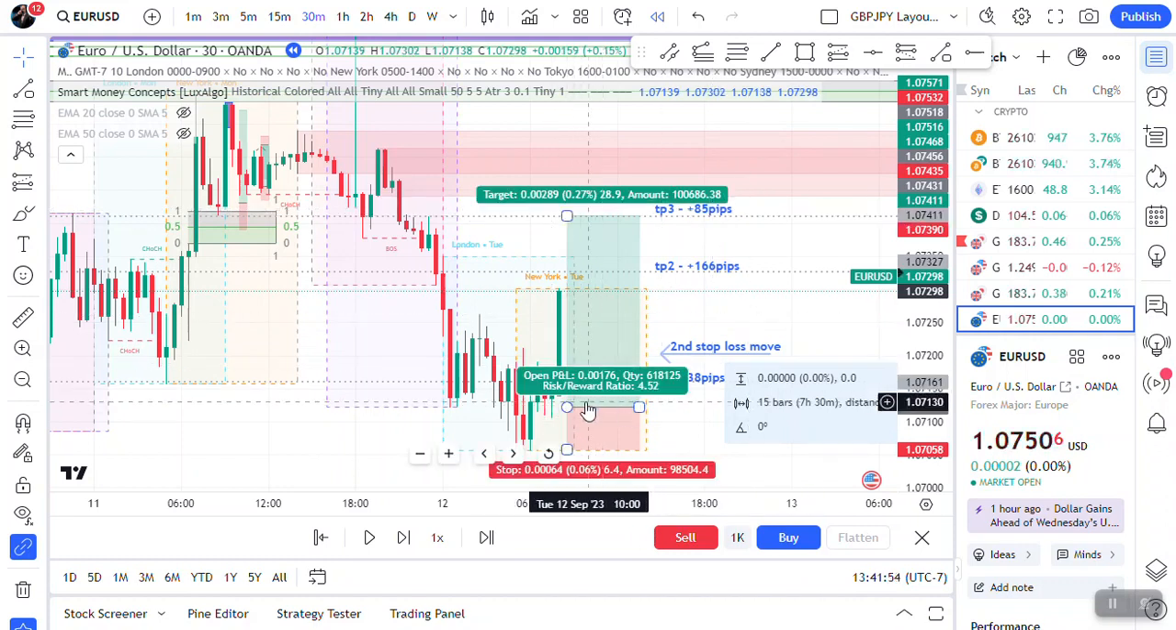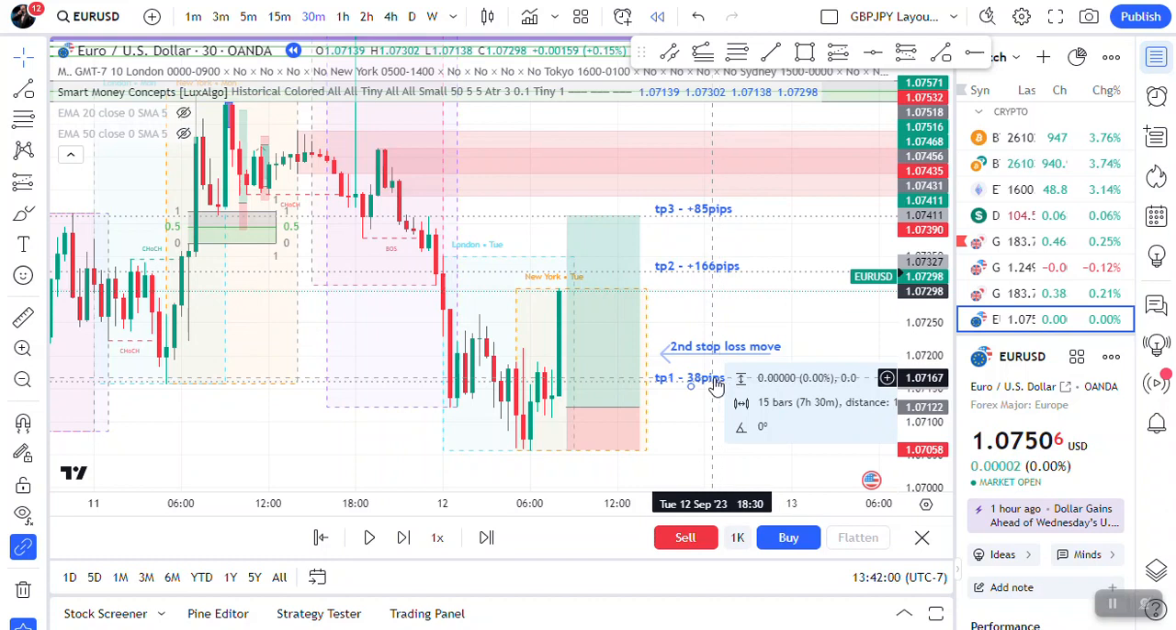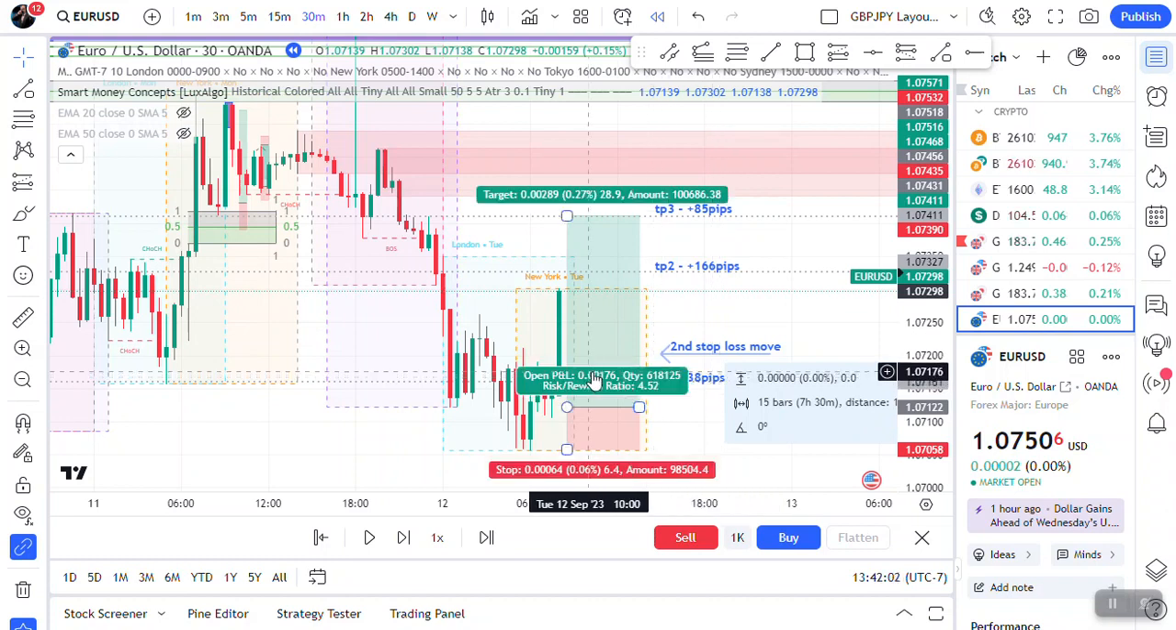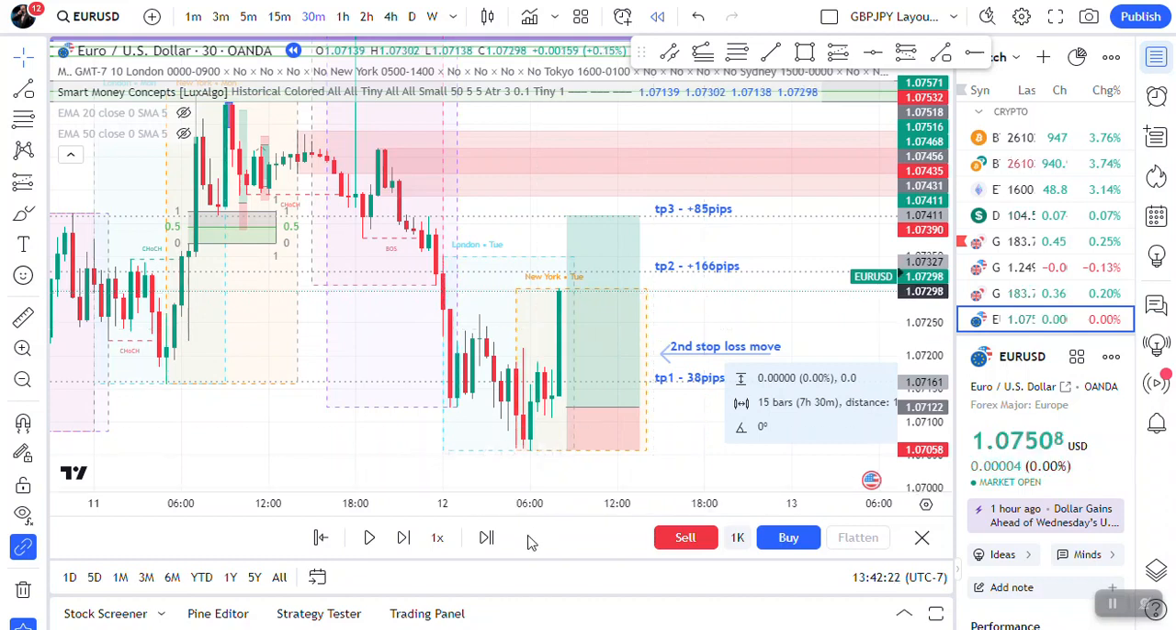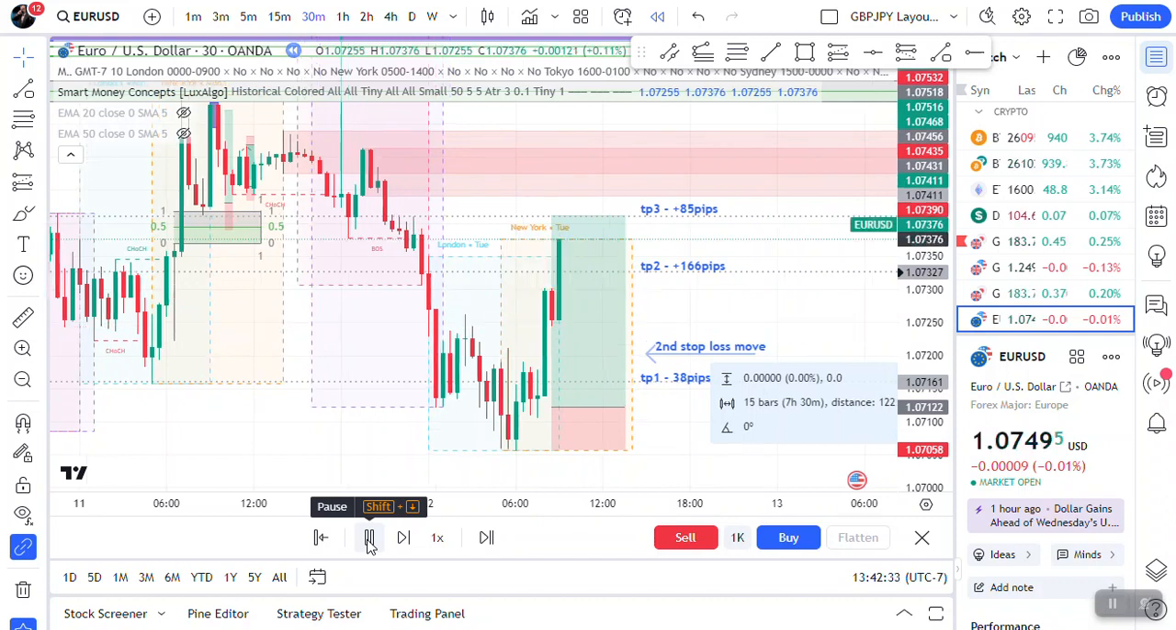I went ahead and set this here, and when it hit my TP1, I moved my stop loss from here to my entry point. So now I have a zero risk trade because I moved it to my entry point. And let's see what happens. As you see, it blew past that. It hadn't hit my TP2 yet, but let's go ahead and play this. Boom, there.